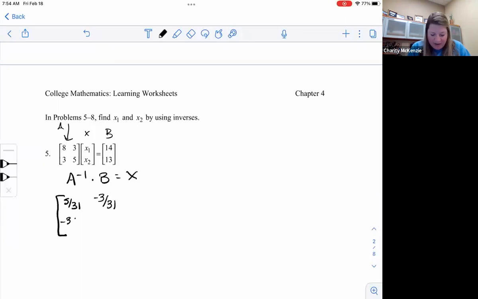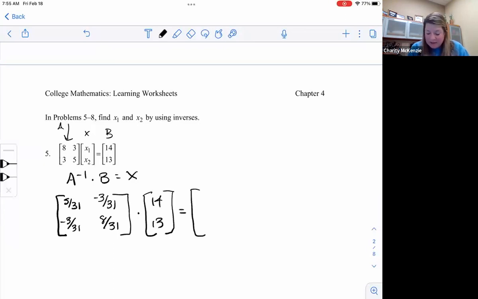And -3/31 and 8/31. Ew. And we want to times that by b. I wonder why they gave such ugly numbers on the first one. Well, probably because in the real world, it is ugly numbers. And this will get us x1, x2. So what we do is then we use our matrix multiplication. I wonder if we can do that in here too. So I'm going to go to matrix. It was our 2x2. And then I'll go to a 2x1.